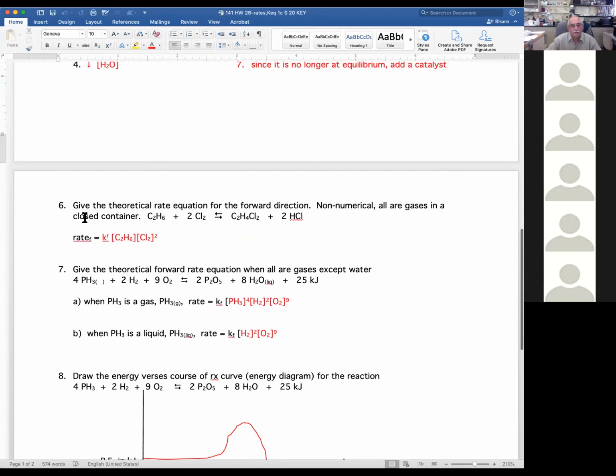So here's the rate. The rate is equal to some rate constant times the concentration of this reactant times the concentration of this reactant raised to the second power, because you have three things that have to collide to get into the transition state. So the rate will depend upon the concentrations of all three of those things. It just so happens that these happen to be the same, so it's mathematically squared.